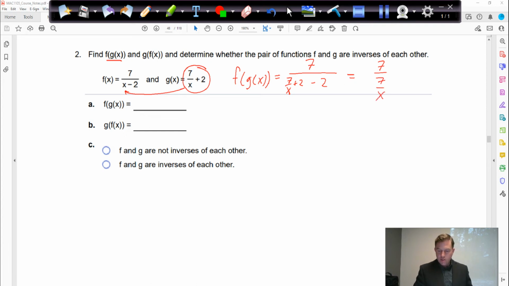And I had shown this in a previous video. If you have a triple fraction, whatever's on the very bottom will pop up onto the top. So we have 7x over 7, and those two 7's will cancel, and the whole thing simplifies to just x.